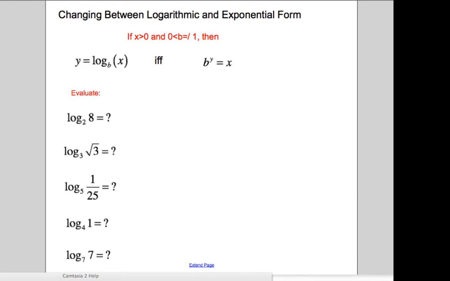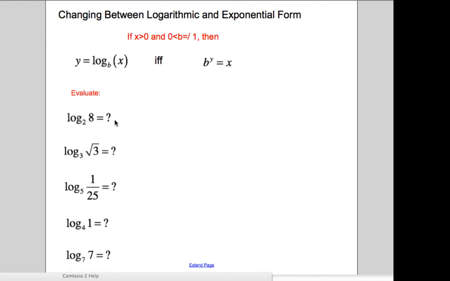Changing between logarithmic and exponential forms. If x is greater than 0 and b is greater than 0 but not equal to 1, then y equals log base b of x if and only if b to the y is equal to x. We are going to use this to evaluate the following logarithms. And all you need to remember is that a logarithm is an exponent.